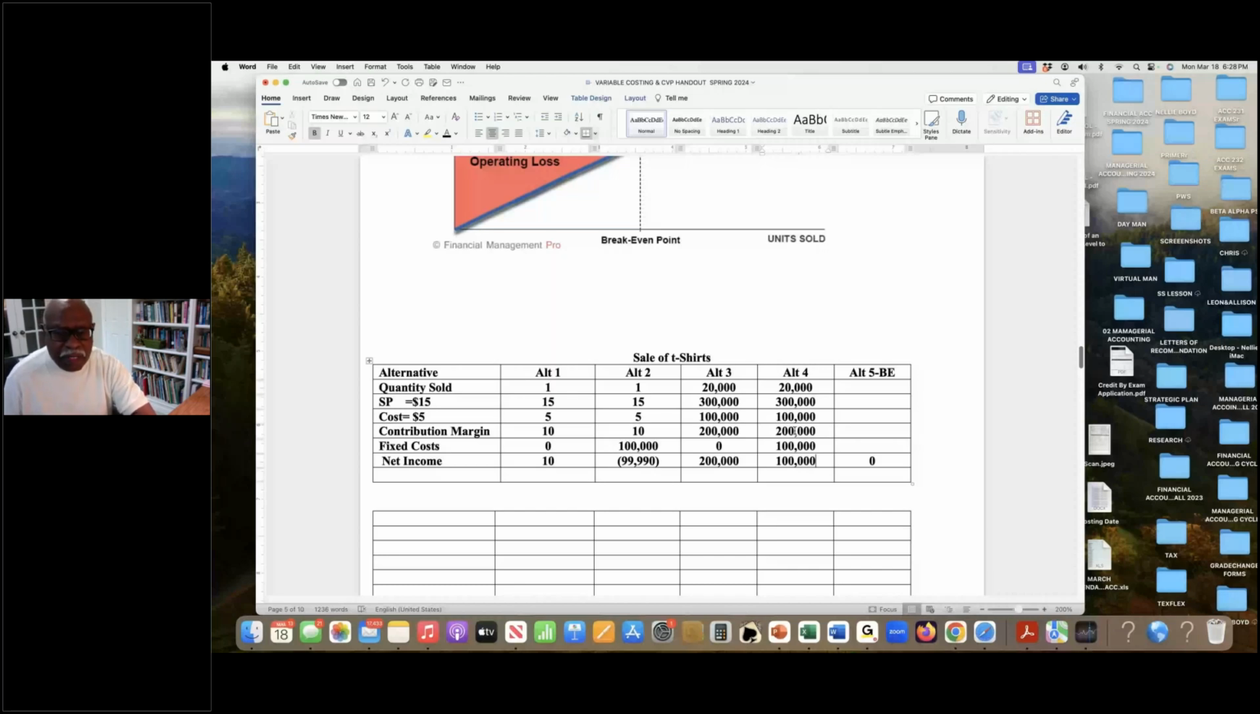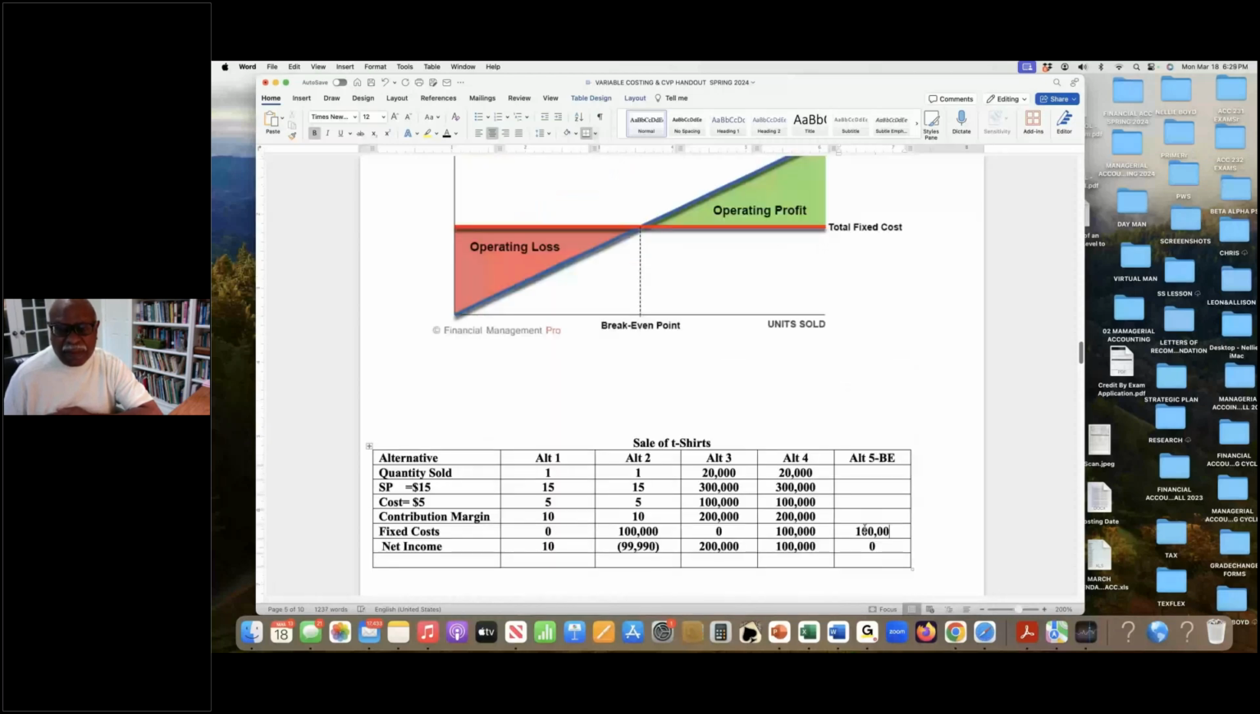Okay, let me put you all to work then. Go to the third alternative, and put down 100,000 for the fixed cost. Did you see that? If you don't, just put down 100,000 for the fixed cost. So I want everybody to put down 100,000 for the fixed cost in this fifth scenario. Any questions on that?